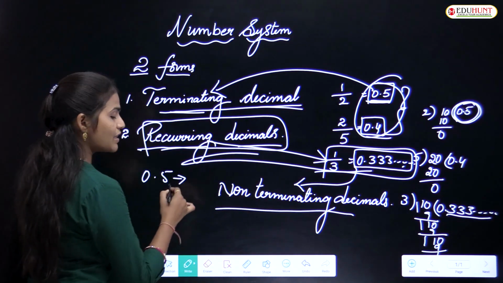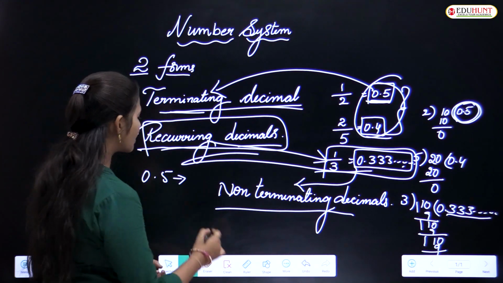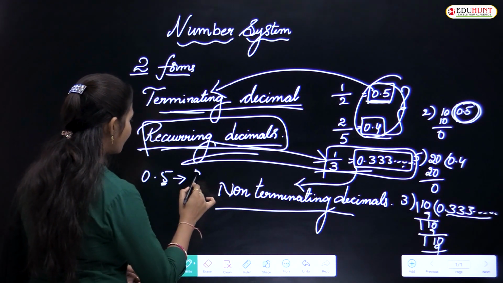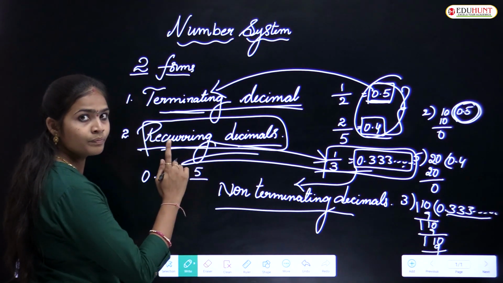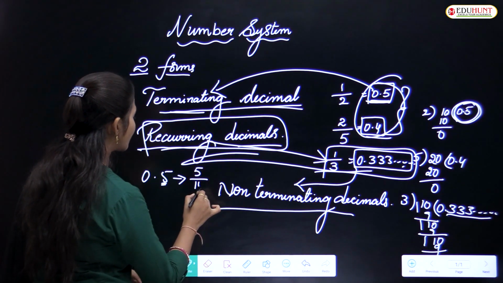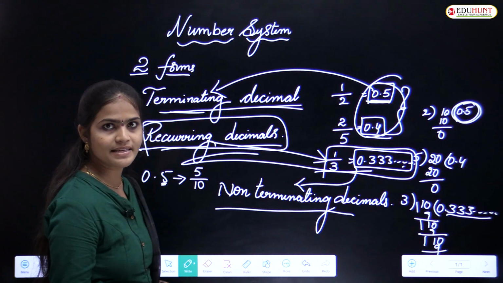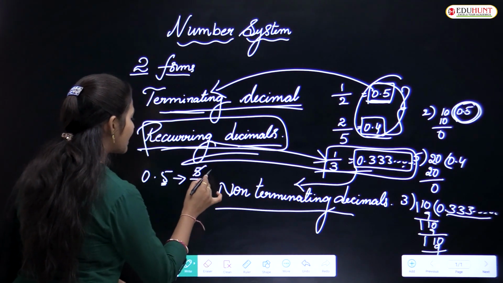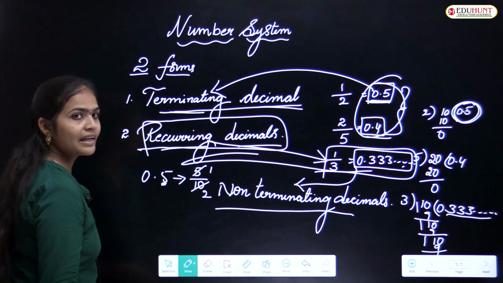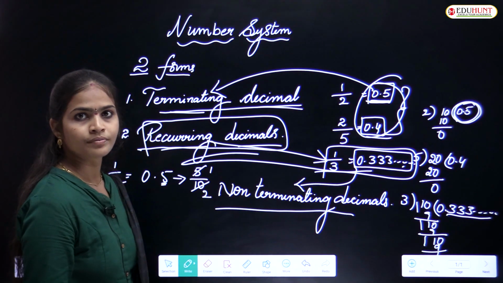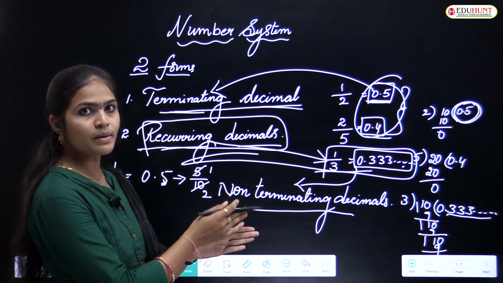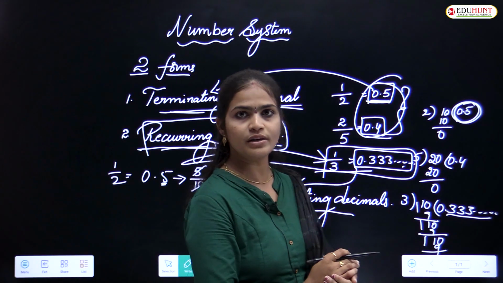How can we convert 0.5 into fraction form? Which number is there? 5. And after the point, how many digits can we observe? Only one digit, so we can write 10 in the denominator place. After cancellation we again get 1/2, so that is a fraction. So we can convert decimal form into fraction form and fraction form into decimal form.